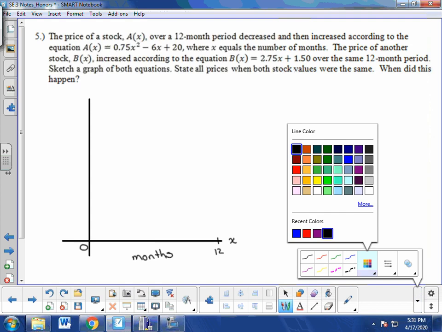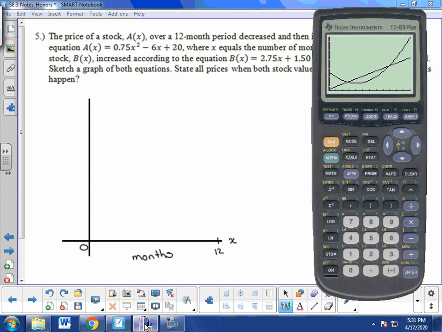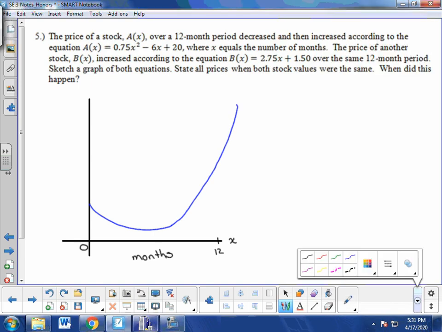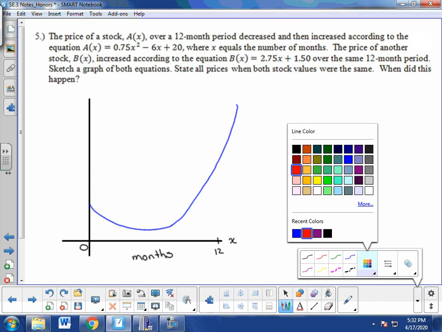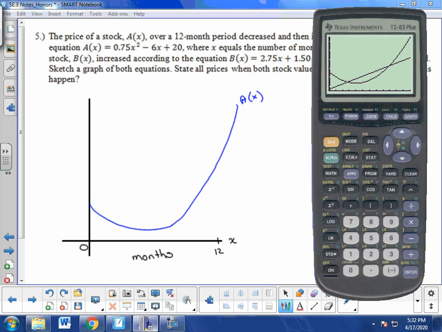So here, let's go ahead and sketch these in. A of x is the quadratic here, so it looks something like this. Oh, that's really bad. Let's try that again. Something like that. Again, it doesn't have to be perfect. Just look something like the picture that you're seeing. And sorry, let me label that. This is the stock that is A of x. And then the line B of x represented here.